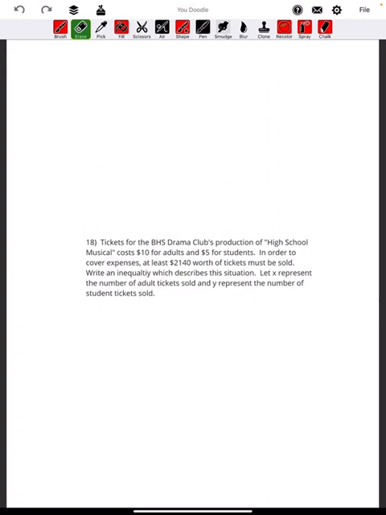All right, so it says here, we have a word problem. It says tickets for the BHS Dramas Club production of High School Musical cost $10 for adults and $5 for students. In order to cover expenses, at least $2,140 worth of tickets must be sold. Write an inequality which describes the situation. Let X represent the number of adult tickets and Y represent the number of student tickets sold. So basically, the first thing we want to do is we want to say that X, as it says, X has to equal.